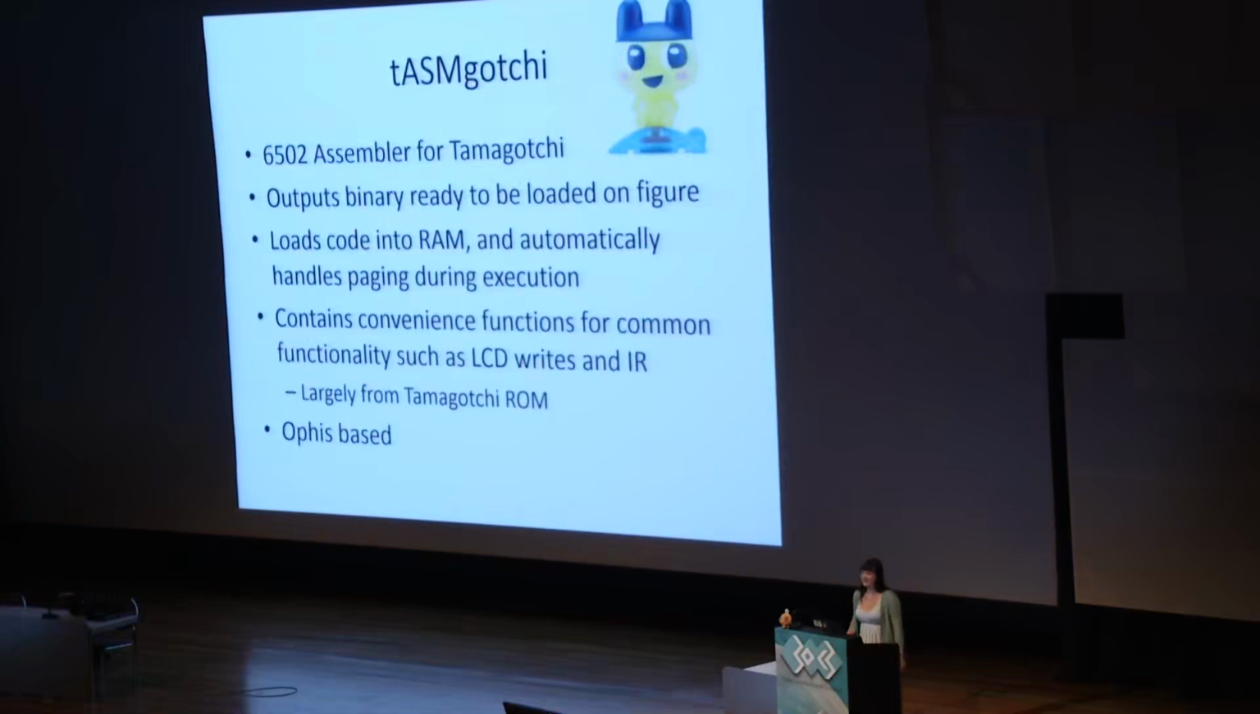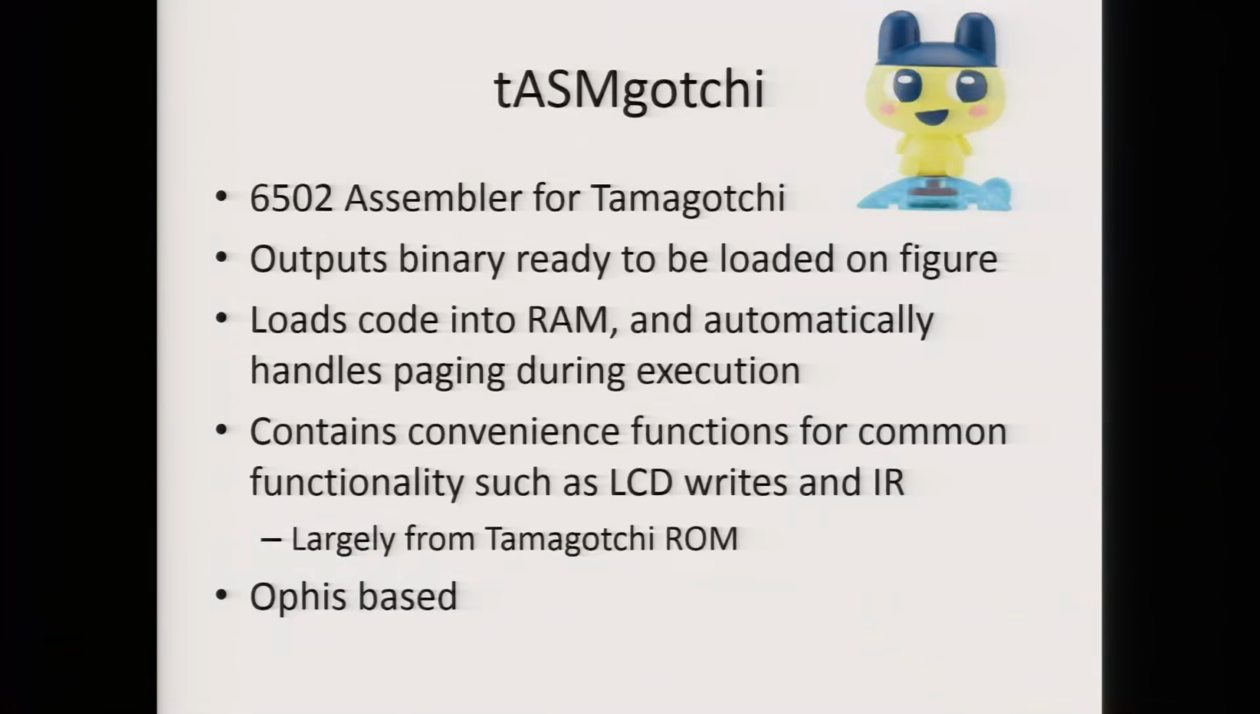So now I was ready to make my dev kit, and I made Tamagotchi, the 6502 assembler for Tamagotchi. What it does is it basically outputs a binary ready to be loaded on the figure. So you don't need to mess around with exploits or anything. You just need to compile, load, and then you can execute the code. And basically what it does is it loads the code into RAM and then executes it.